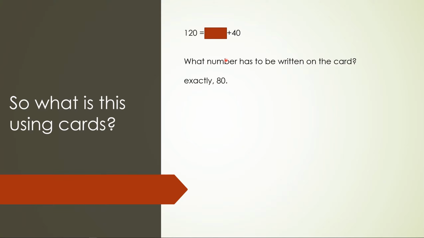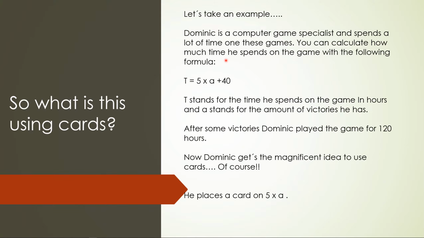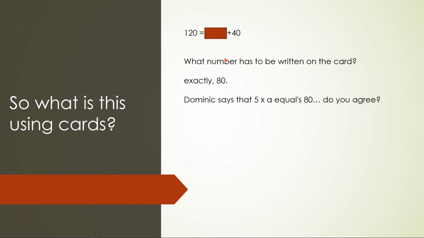Well, what was the letter that stood under the card that I placed on top of it? Well, 5 times A. And now it says 80. Well, Dominic says that 5 times A equals 80. Do you agree? Well, I do. Here it said 5 times A, and now it says 80, so it's the same thing. So it has to be 5 times A equals 80. So I agree.